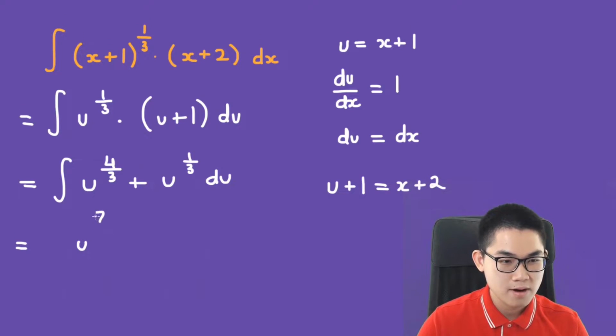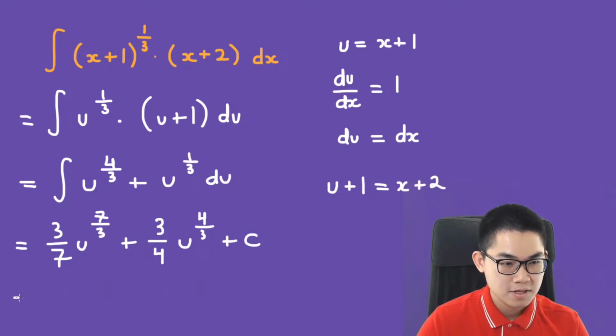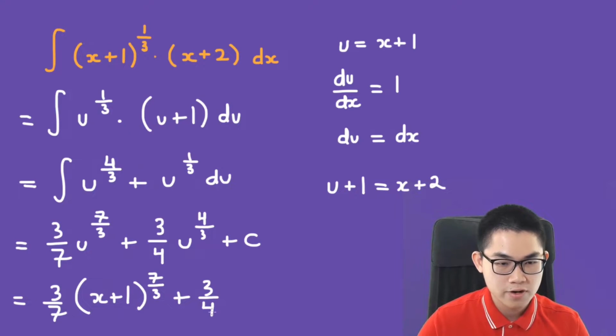And the antiderivative of this is what? It's u to the power of 7 over 3 divided by 7 over 3. And that's basically the same as multiplying by 3 over 7, plus u to the power of 4 over 3 divided by 4 over 3, or the same thing as multiplying by 3 over 4, plus c. So we have 3 over 7 times x plus 1 to the power of 7 over 3 plus 3 over 4 times x plus 1 to the power of 4 over 3 plus c.